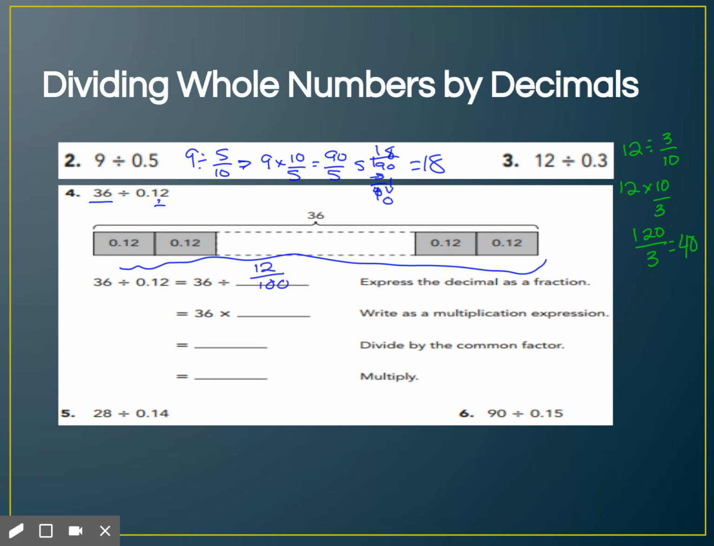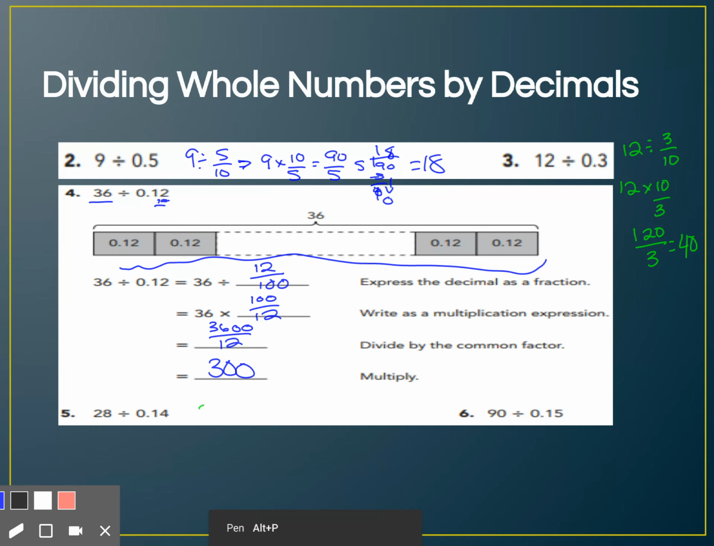So that's 12 over 100 because our 2 is in the hundredths place. So we multiply by the reciprocal. Okay, so we will get 3,600 over 12. And that's going to simplify all the way down to 36 divided by 12 is 3. And I add my 2 zeros here. That's 300.